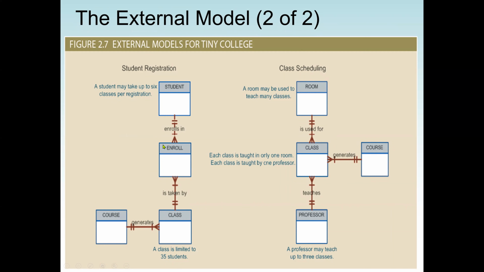So this is our external model for a college named Tiny College. This is the registration system, or student registration. We have a student may take up to 6 classes per registration. So we have one student enrolling in one or many enrollments. And also a class is taken by an enrollment, or a course generates classes, or a class generates a course.